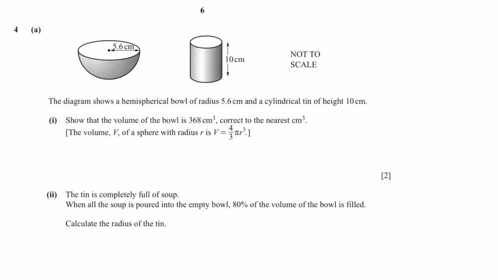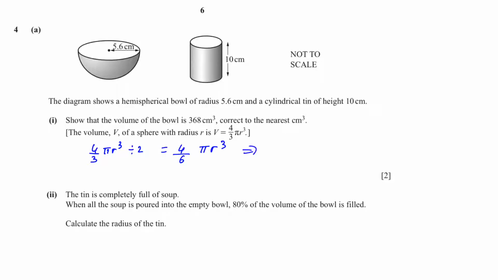In 4a, we have been given a sphere and a cylinder. This is a hemispherical bowl of radius 5.6 centimeter and a cylindrical tin of height 10 centimeter. Show that the volume of the bowl is 368 cubic centimeter, correct to the nearest cubic centimeter. And they have given us the formula of the sphere, 4 over 3 pi r cube. But this is a hemisphere, so we will divide this formula by 2. When we divide it by 2, we'll get 4/3 pi r cube divided by 2. It will give us 4 over 6 pi r cube.